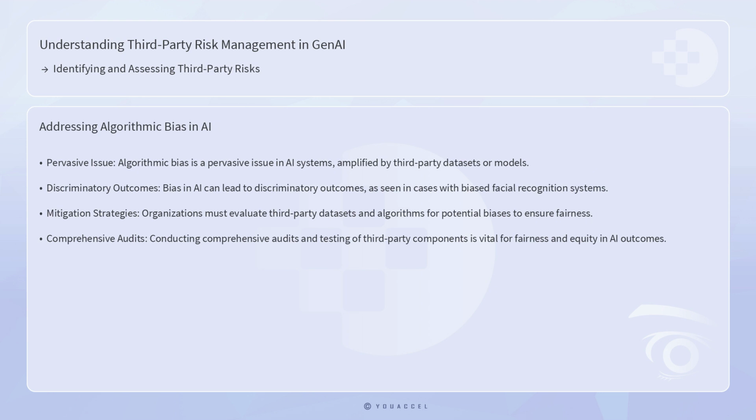Algorithmic bias is a pervasive issue in AI systems, and the use of third-party datasets or models can exacerbate this problem. Bias in AI can lead to discriminatory outcomes, as highlighted by several high-profile cases involving biased facial recognition systems. To mitigate this risk, organizations must rigorously evaluate the datasets and algorithms provided by third parties for potential biases and implement measures to correct or compensate for these biases. This involves conducting comprehensive audits and testing of third-party components to ensure fairness and equity in AI outcomes.